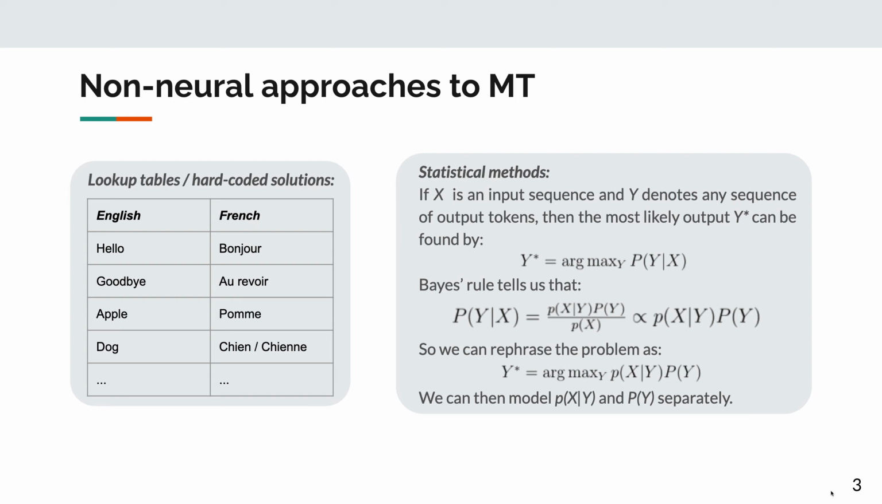Statistical methods are a step up from this. Often we phrase the situation as trying to find the output sequence y star, which maximizes the probability that y is the correct output sequence, given that x was the input. Often it's easier to model that probability, the probability that x is a reasonable input given that y was the correct output, and also the probability of y under some language model. So we reverse the problem using Bayes' rule and model these two probabilities through techniques such as n-gram language modeling, hidden Markov models, or Gaussian mixture hidden Markov models.